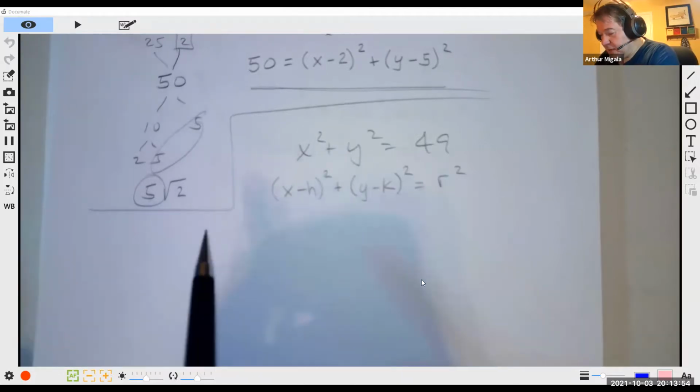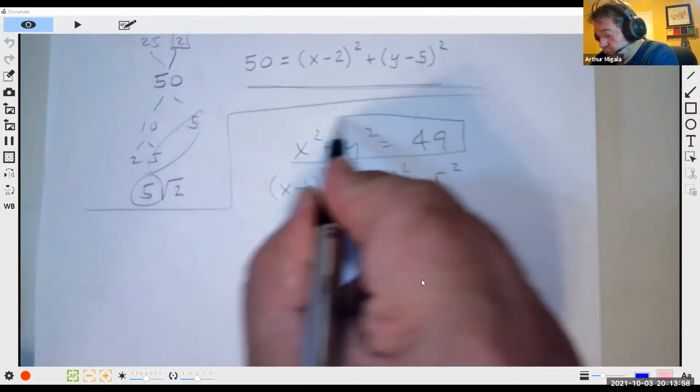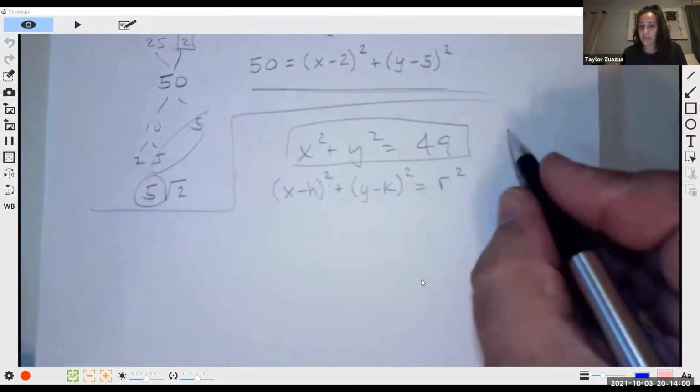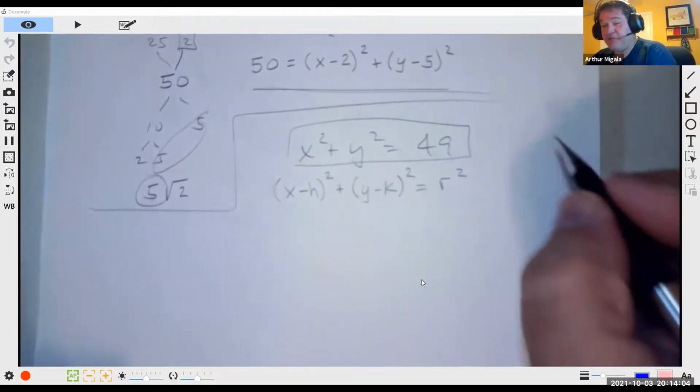Well, let's look at something first. That's something completely different. Okay, we're given this, and what it asks you to do in order to graph it is we have to find two things.